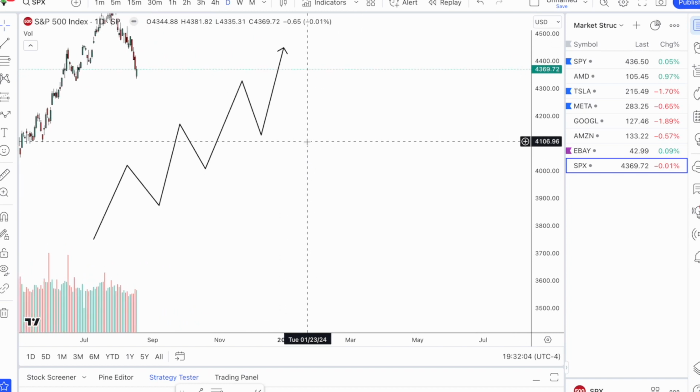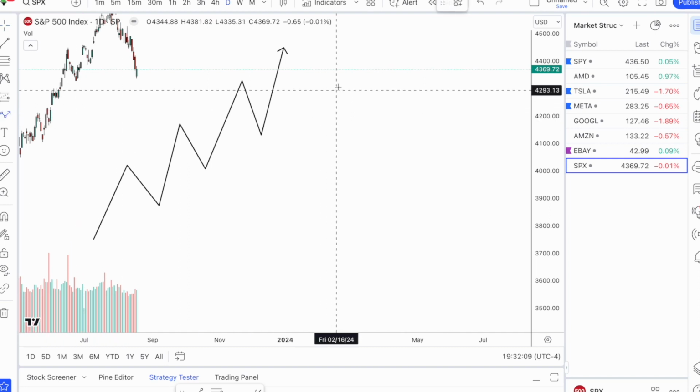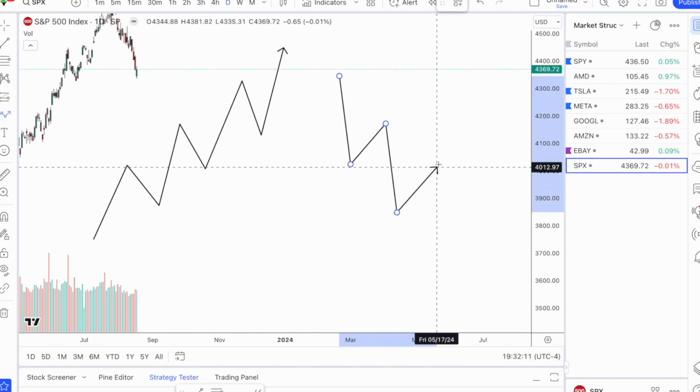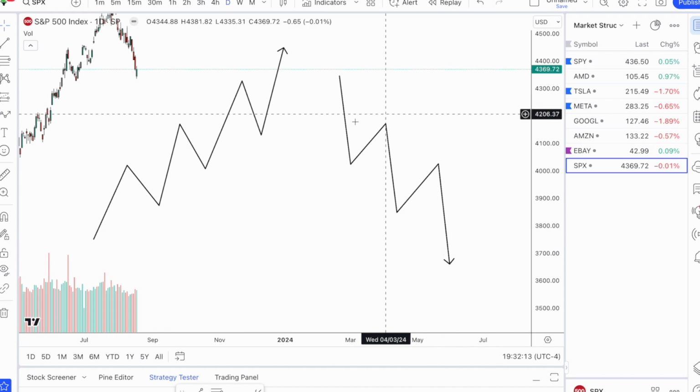I know, very basic stuff. Stick with me, okay? It's going to get a lot more advanced than this. Same thing with the downtrend. Price making lower lows and lower highs, lower lows, lower highs, etc. This is a downtrend.